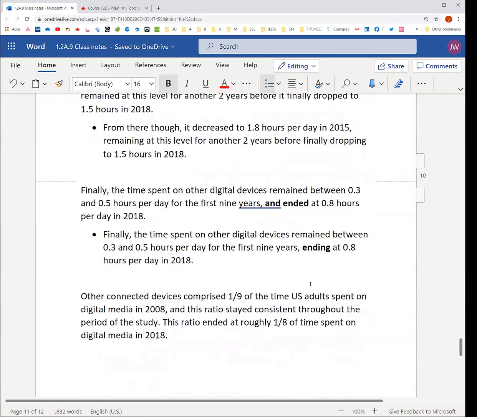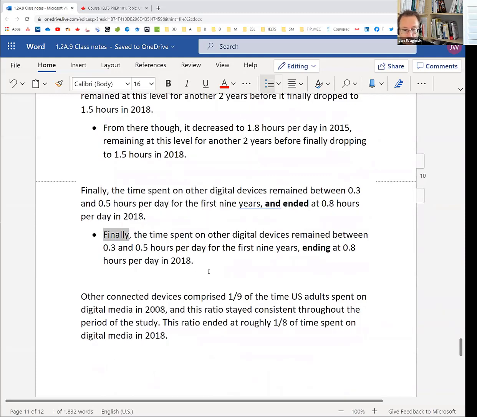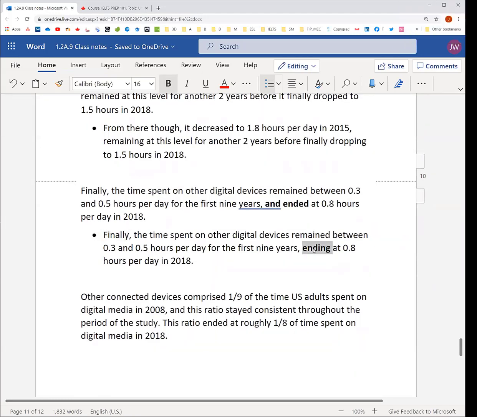The "finally" here is not a problem. Yeah, nothing wrong with it. No, you can leave adverbs, even with a participle.